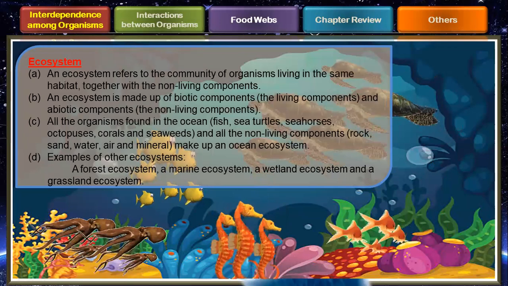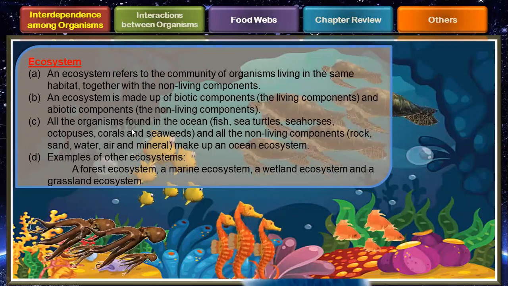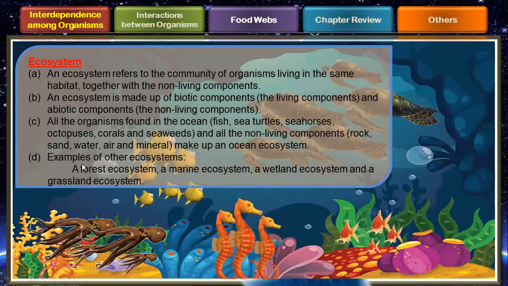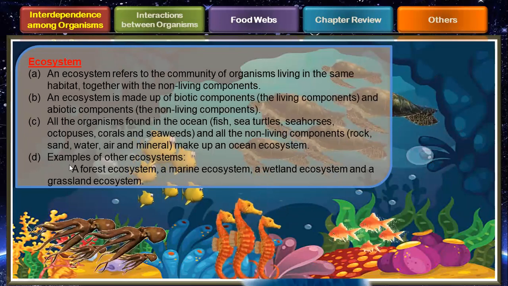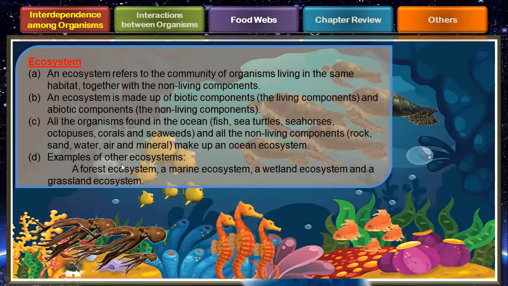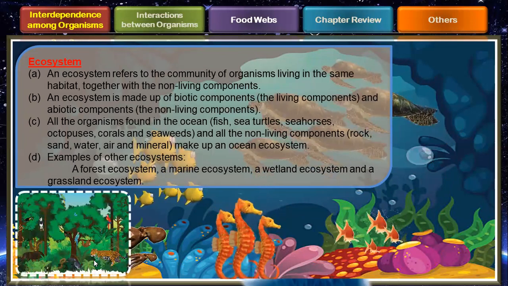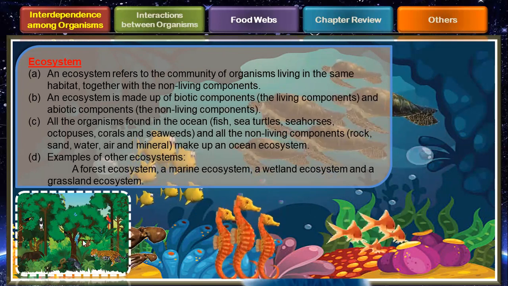So this is the ocean ecosystem. We can also call it marine ecosystem. Examples of other ecosystems are a forest ecosystem like this. In the forest, we can see the macaw, the tiger, the monkey, and many other animals living here. So this is what we call forest ecosystem.